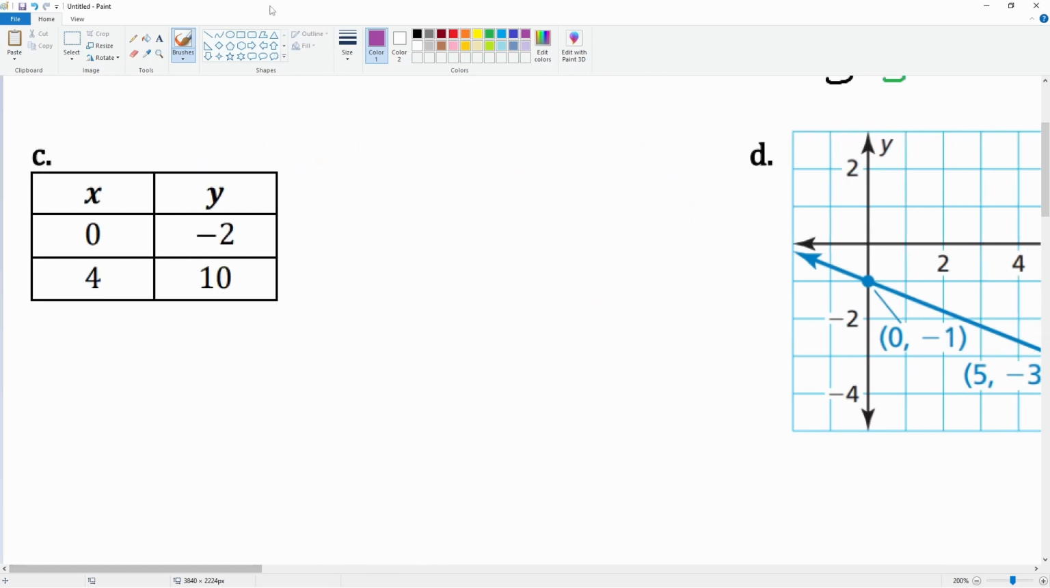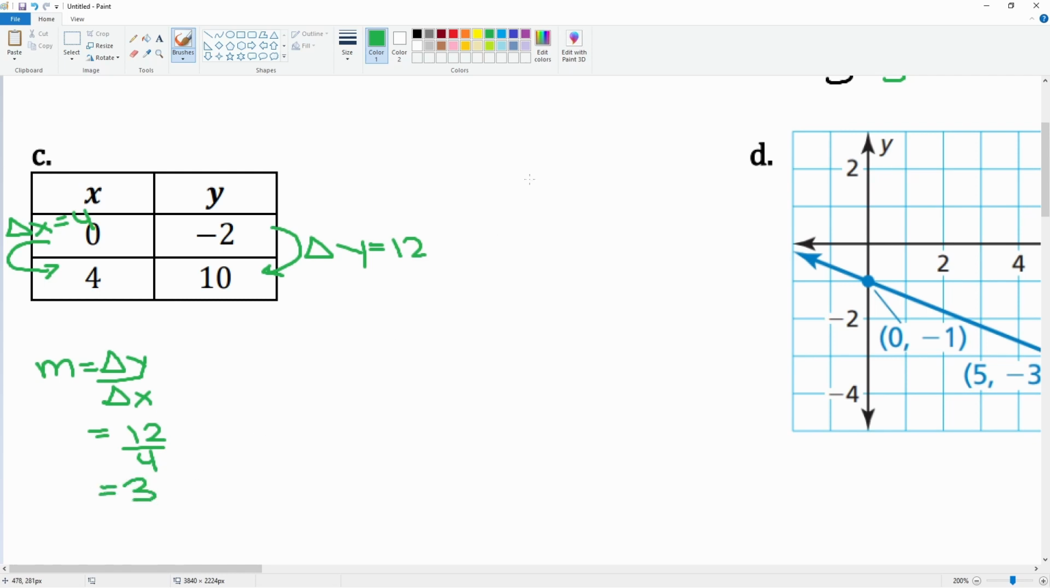From C, we now look at the chart. Same thing. First of all, we want the slope. So what is the slope? Let's see. This is delta y. From -2 to 10, you are going up by 12. Then from 0 to 4, delta x is equal to 4. The slope is delta y over delta x. So that's going to be equal to 12 divided by 4, which can be simplified to just the number 3.